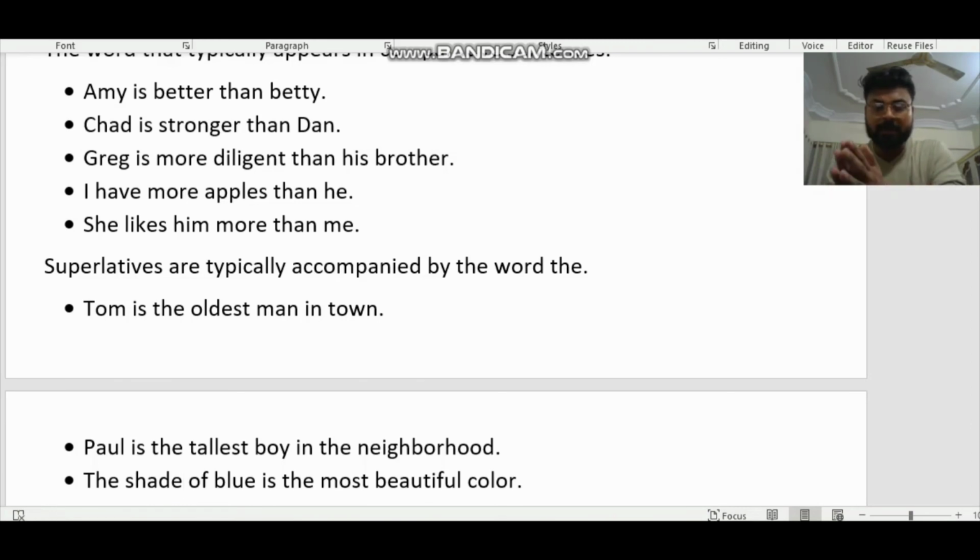Obviously, Mr. B. So, Mr. B is taller than Mr. A, but Mr. C is the tallest. Among all these three people, Mr. C is the tallest. Now, Tom is the oldest in the town, meaning nobody is older than Tom there. Then Paul is the tallest boy in the neighborhood. The shade of blue is the most beautiful color. Right? So this is how we use comparative and superlative degrees.